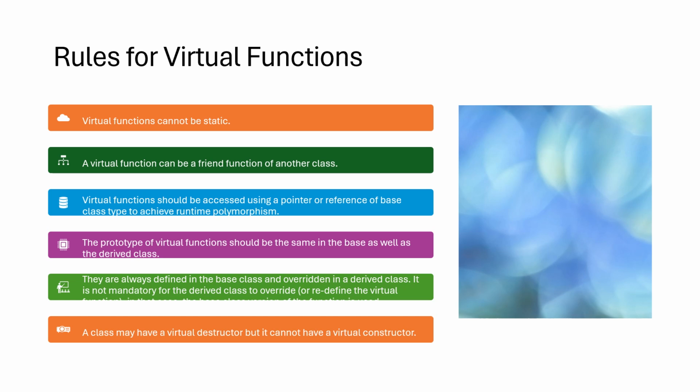They are always defined in the base class and overridden in the derived class. It is not mandatory for the derived class to override. So here the overriding technique is avoided. A virtual function is created to avoid the overriding problem, because what we derive in the base class, we can redefine in the derived class. A class may have a virtual destructor, but it cannot have a virtual constructor.